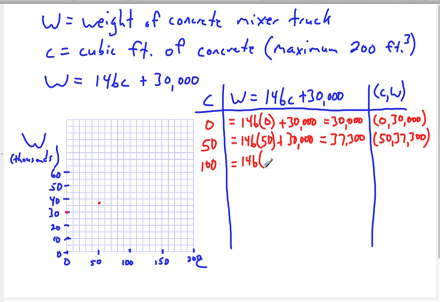Then we go to 100. Equals 146 times 100 plus 30,000, which is going to be 44,600. So we get 100, comma, 44,600, and that would be 100, and then up to 44.6, which is about 45. Okay, and then I'll spare you all the other calculations. It's just going to be 150, and this is going to be 51,900.